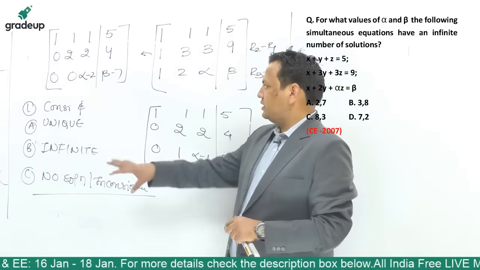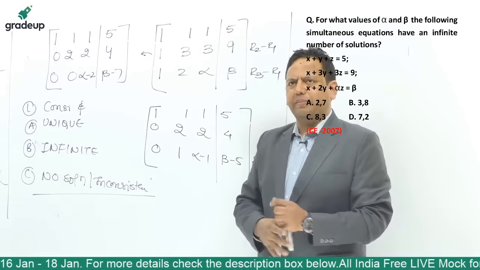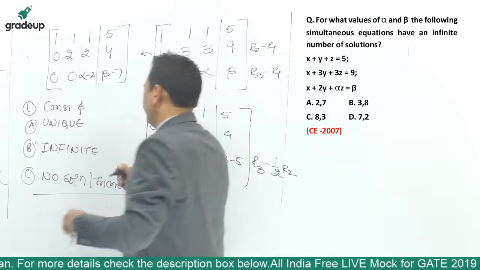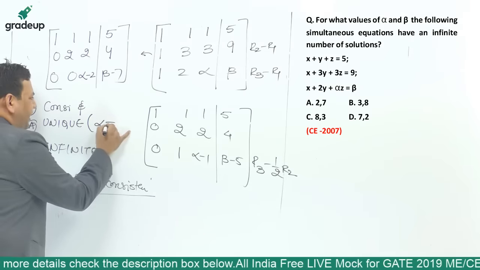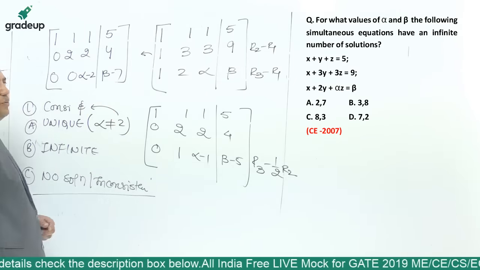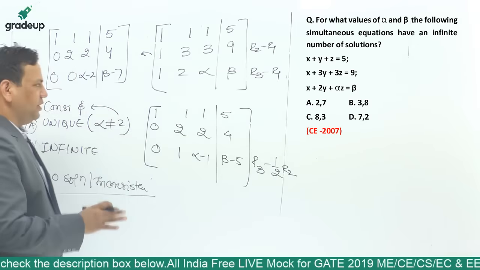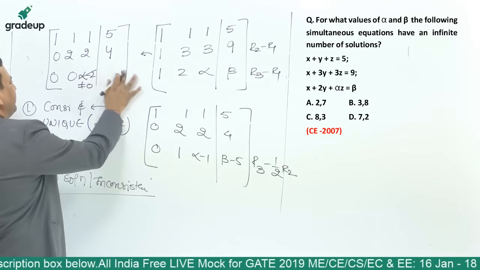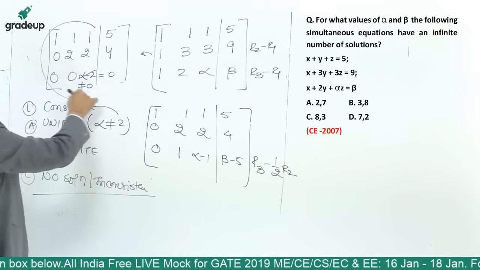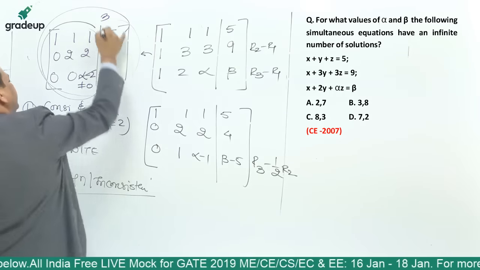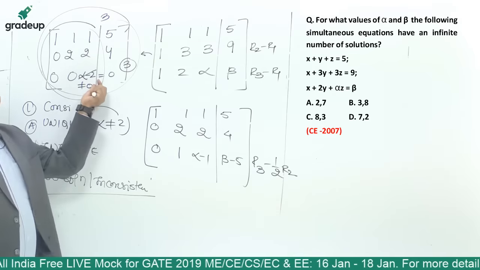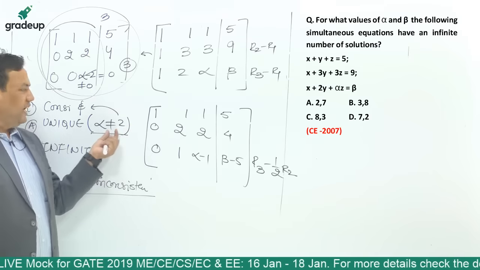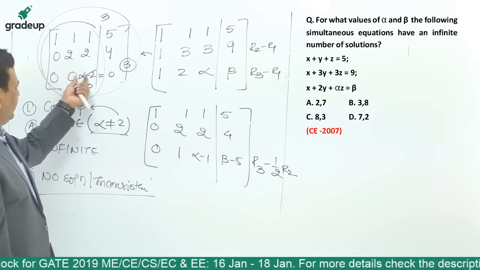Forget about the answer; I am asking about all these three conditions. For the unique solution, alpha is not equal to 2. Just remember, alpha not equal to 2 is the condition. Beta may or may not be equal to 7. Why? If this is not equal to 0, the rank of A is 3 and the rank of the augmented matrix is again 3, because this is a non-zero value. So this is the only condition. Don't worry about beta.